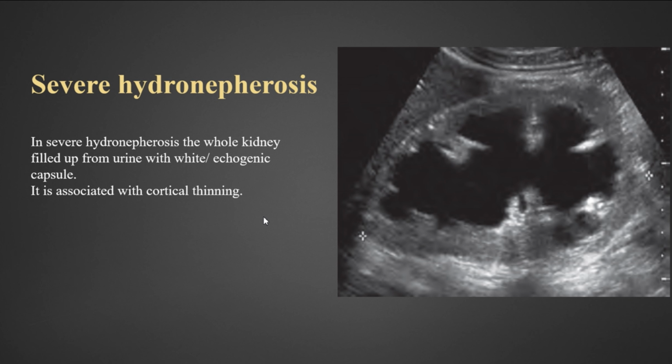Now we are going to discuss grade 3 hydronephrosis or severe hydronephrosis. In severe hydronephrosis, the whole kidney is filled up with urine with white or echogenic capsules, and it is associated with cortical thinning. As here we can see the cortex of the kidney is very thin as compared to the normal measurement, and the size of the kidney is markedly enlarged due to the fluid collection in the whole of the renal parenchyma, and this condition is called severe hydronephrosis or grade 3 hydronephrosis.